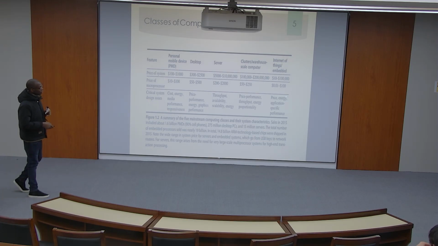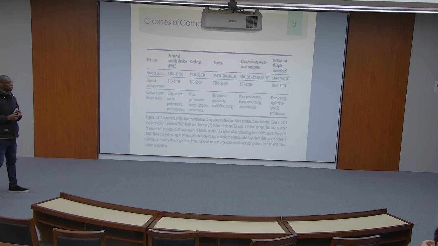For IoT, we have the price, energy, and application specific performance. Now, we need to also have a look at the sales of this class of computers. Sales in 2015 were about 1.6 billion of PMD, and 90% of this includes cell phones. Many people are now trying to get cell phones for daily activity, for daily communication.